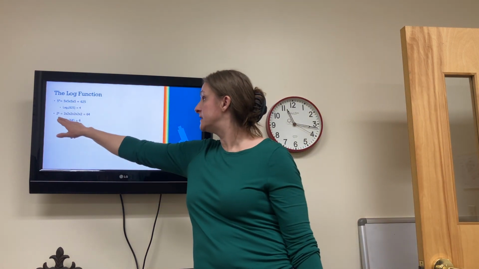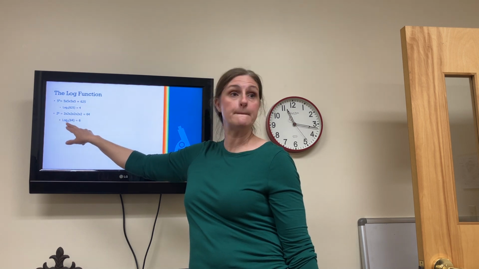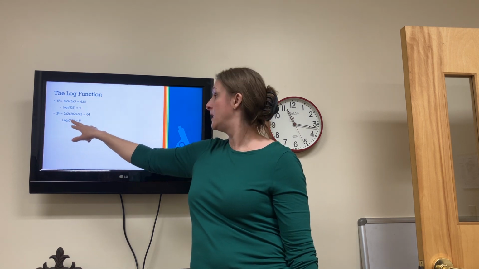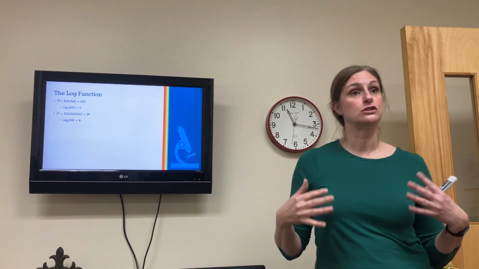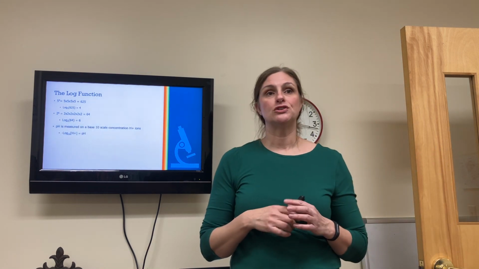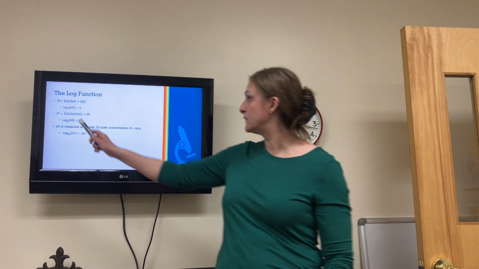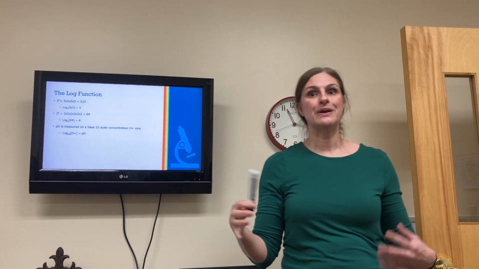So 2 to the power of 6 equals 64. So log base 2, 64. How many times did 2 have to be raised to a power to get to 64? 6 times. So that is the answer to my log function. pH is measured in a base 10 scale. So in my 2 examples, we have a base 5 and a base 2. Logs can be written to any base.